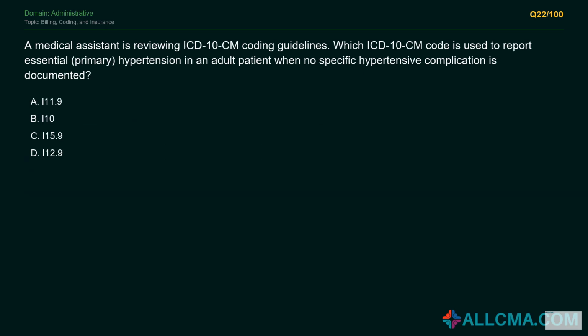Question 22. A medical assistant is reviewing ICD-10-CM coding guidelines. Which ICD-10-CM code is used to report essential, primary hypertension in an adult patient when no specific hypertensive complication is documented? Option A, I11.9. Option B, I10. Option C, I15.9. Option D, I12.9.